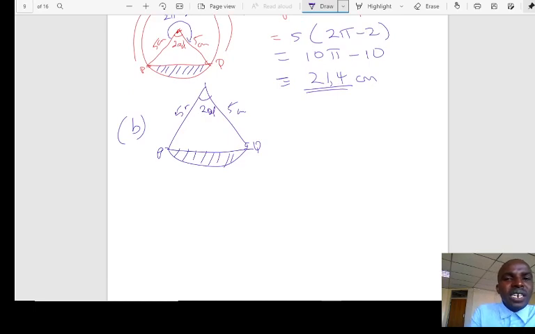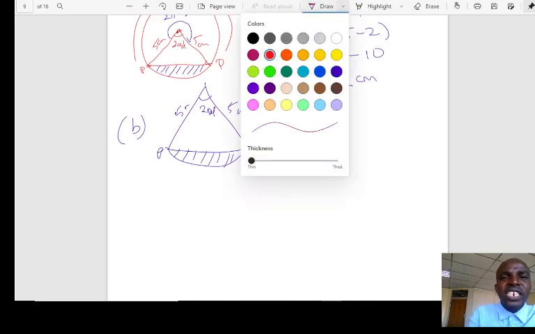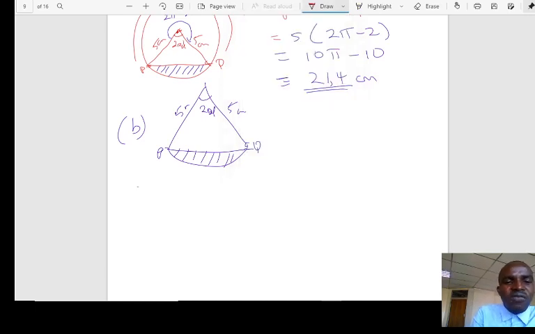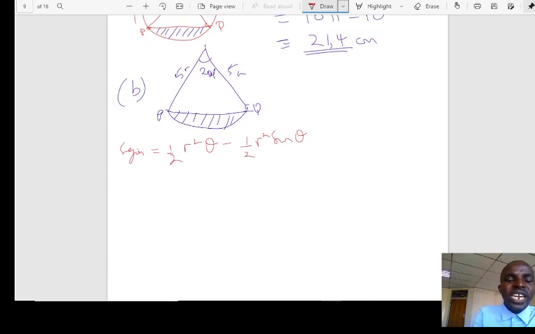So it will be the area of a sector. How do you calculate the area of a sector? It's actually half r squared theta, minus the area of a triangle, half r squared sine theta, like this. So that's the area of the segment enclosed by chord PQ and arc PQ. So it will be half, our radius is 5, so times 5 squared, theta is 2 radians, minus half times 5 squared times sine 2, in radians.